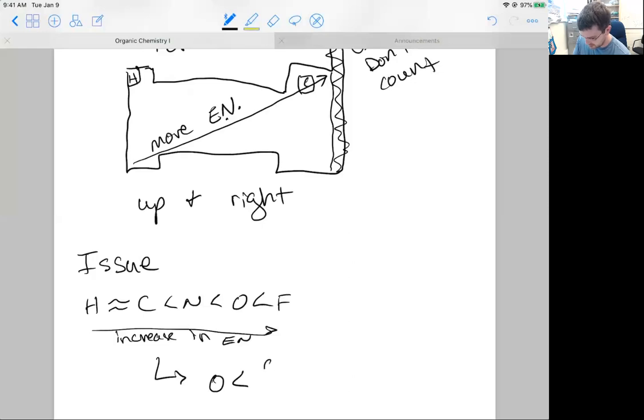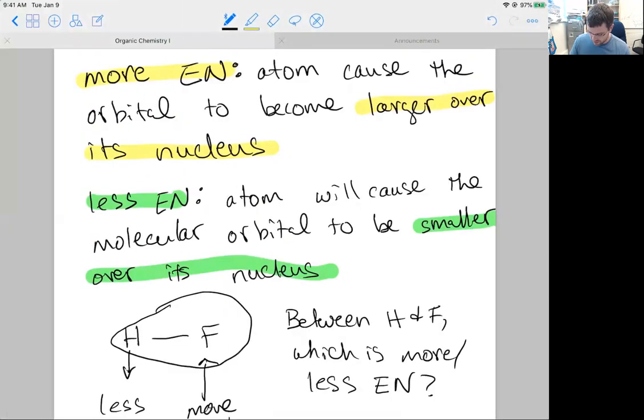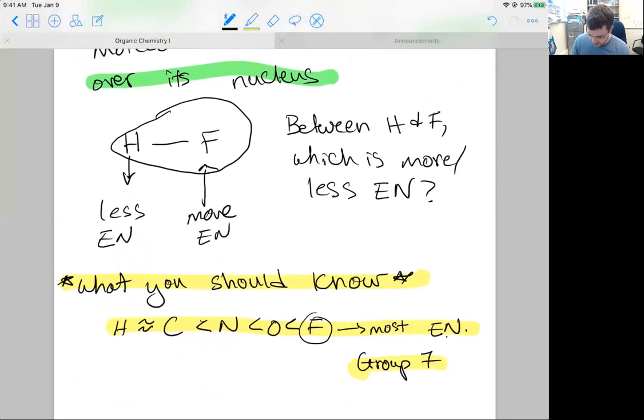Now, the other issue is that O is actually less than Cl, Br, or I, which are all stacked on top of each other underneath fluorine. So the problem I'm trying to illustrate to you is that up and to the right doesn't always work. Instead, what you want to do is go back to here. So this is more electronegative. That's the trend I want you to focus on.